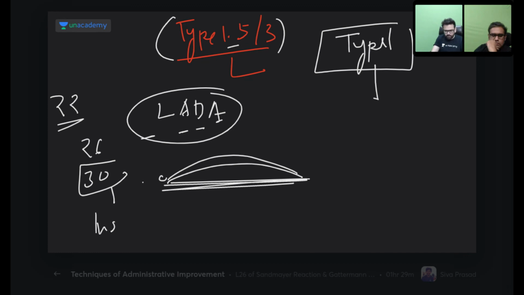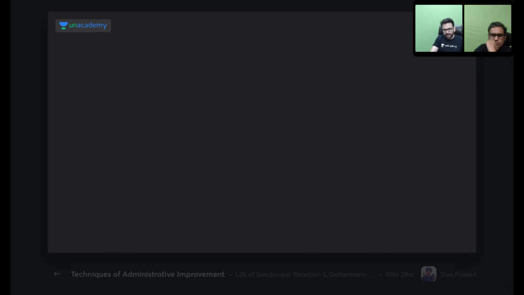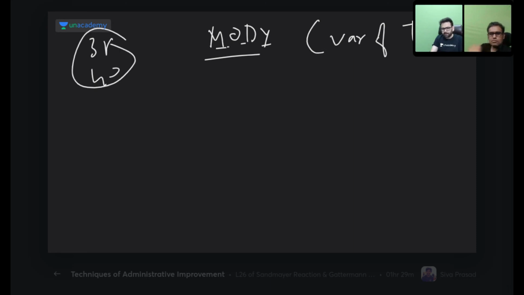Okay, what is MODY? Maturity onset diabetes of the young. Is it a variation of type 1 or type 2? Yes, very good. Normally a type 2 diabetic patient comes when the age is more than 35 or 40 years. Suppose a 15-year-old patient comes to your clinic with type 2 diabetes. It can be controlled by sulfonylurea. It can be controlled by PPAR gamma agonist. Then that might be MODY. So is this clear?